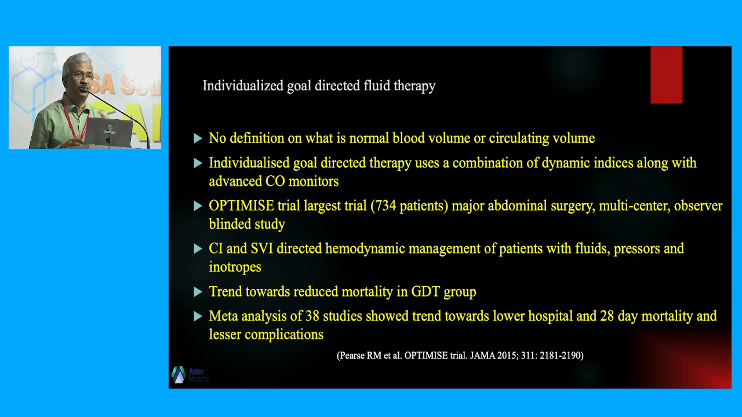So based on this, two major studies were conducted. The OPTIMISE trial, a large study of 734 patients. They used goal-directed therapy in which the cardiac index and the stroke volume were targeted, and fluid therapy was given using colloids, while the usual care group received only crystalloids. There was a trend towards lower mortality in the GDT group. The same study had a meta-analysis of 38 other studies, including the patients of this OPTIMISE trial, and they found that there's a trend towards lower hospital mortality in the group that received goal-directed therapy.